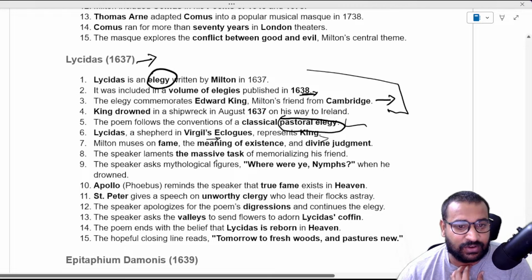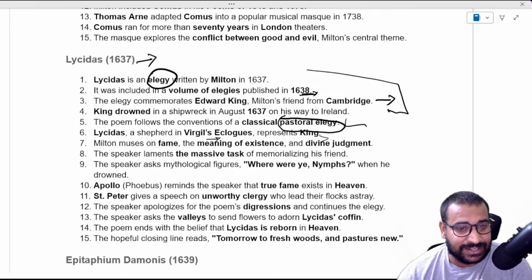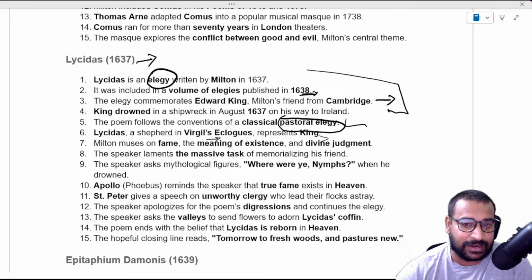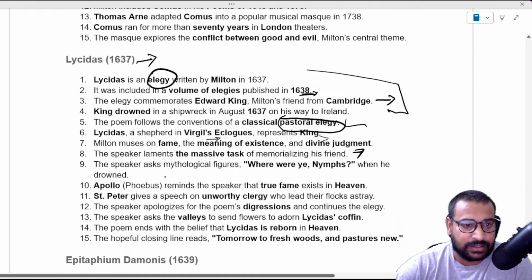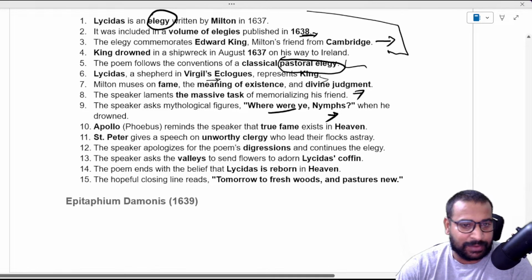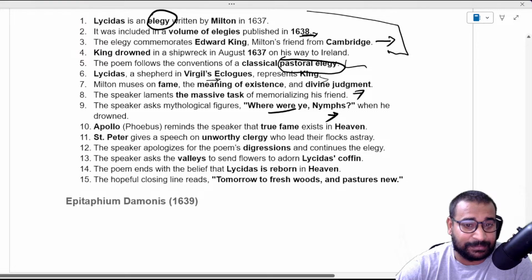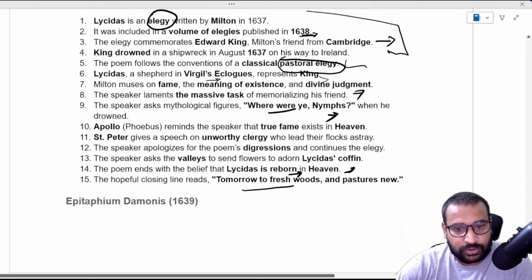And Milton muses on fame, the meaning of existence and divine judgment. And the speaker laments the massive task of memorializing his friend. And the speaker asks the mythological figures, where were you, nymphs? So that line is also important. And a couple of questions you might get about the belief that he is reborn in heaven, and the hopeful closing line, tomorrow to fresh woods and pastures new.